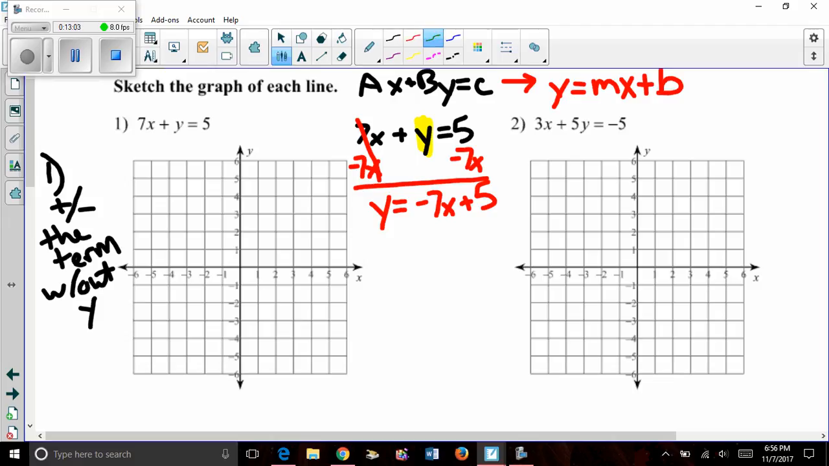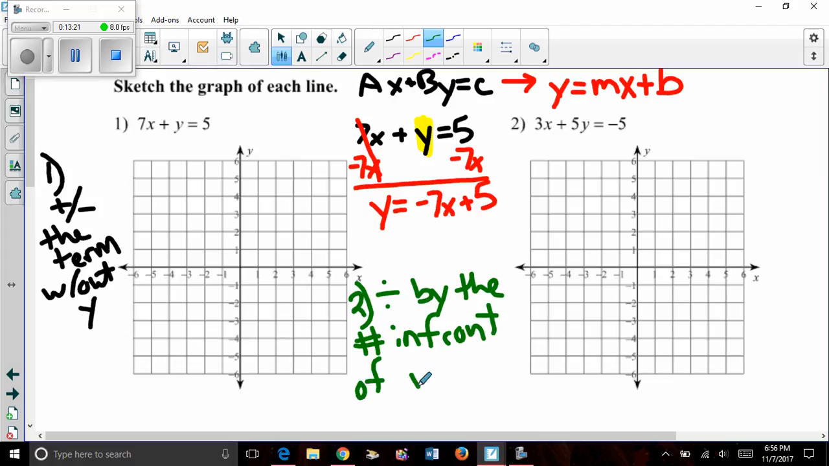Now, I would have a second step, which would be to divide by the number in front of y. But we got lucky this time. That was a 1. And when I divide by 1, nothing changes. So I now have an equation in slope-intercept form. This is my slope-intercept form.